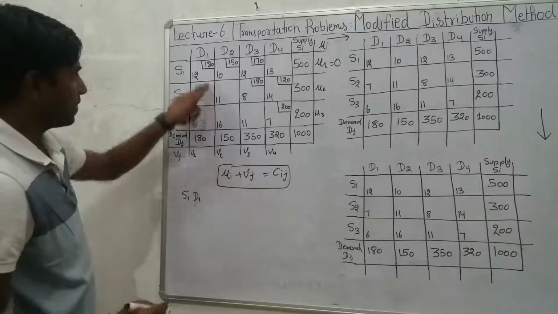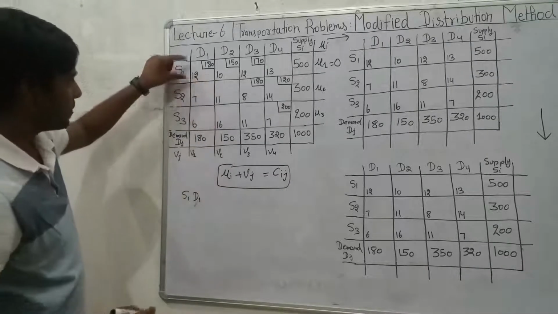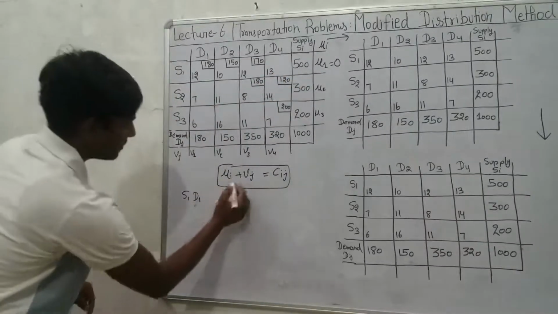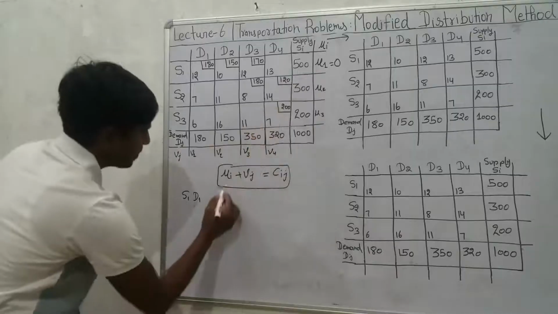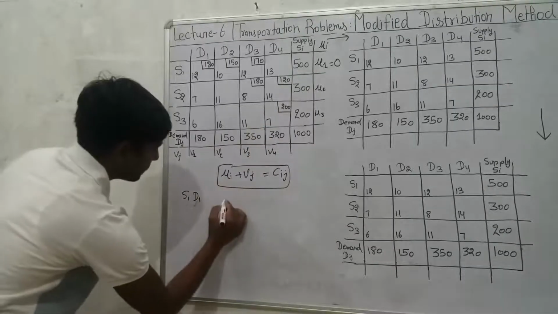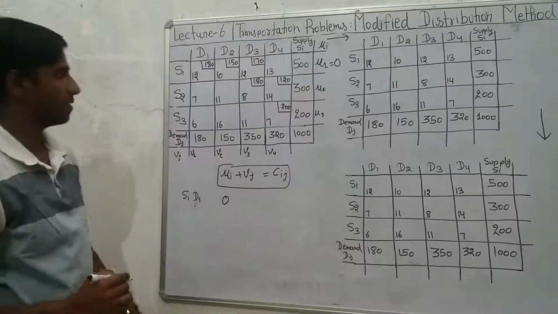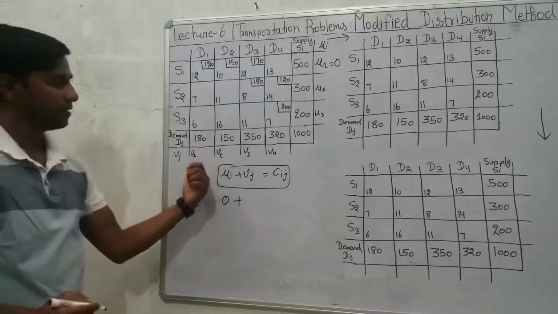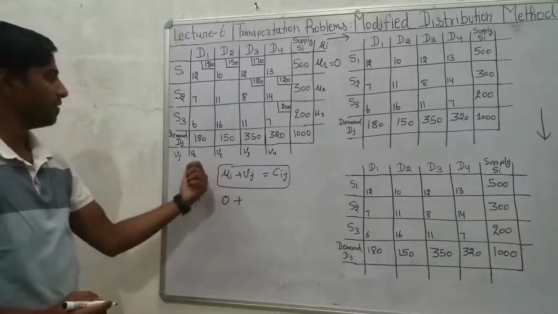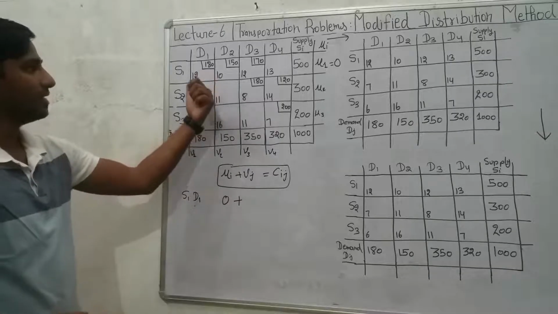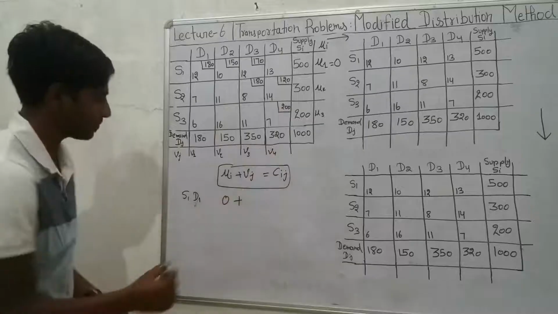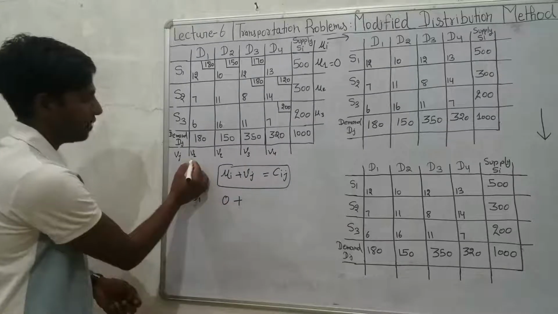Apply this formula for this particular cell. For this particular cell, what is the value of ui? Simply put the values in this equation. What is the value of ui or u1? That is equal to 0 plus what is the value of vj or v1? V1, because this cell lies in the first row and first column, that's why we are taking u1 and v1. So what is the value of v1? We don't know.